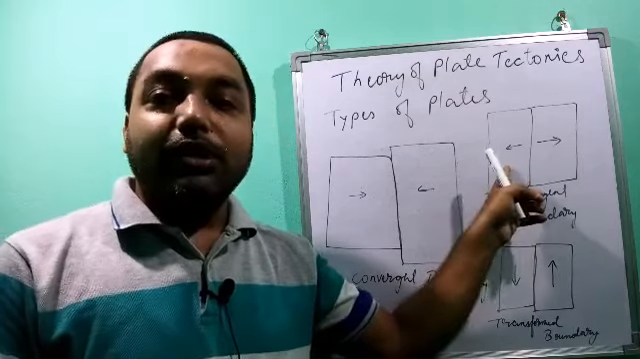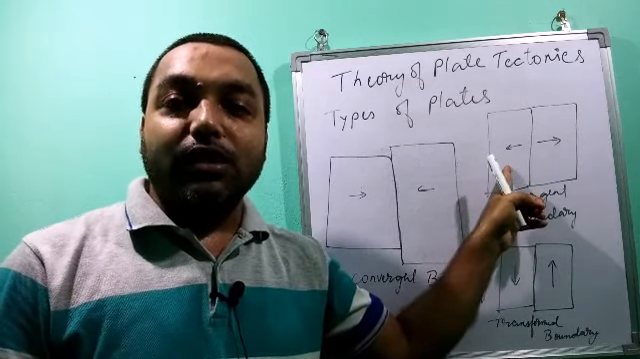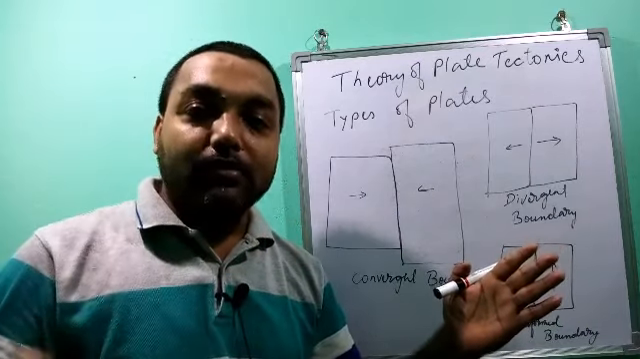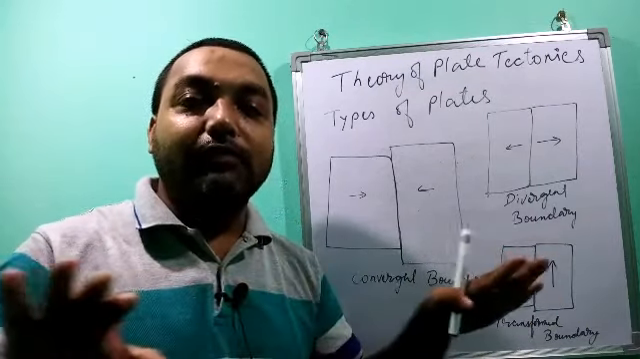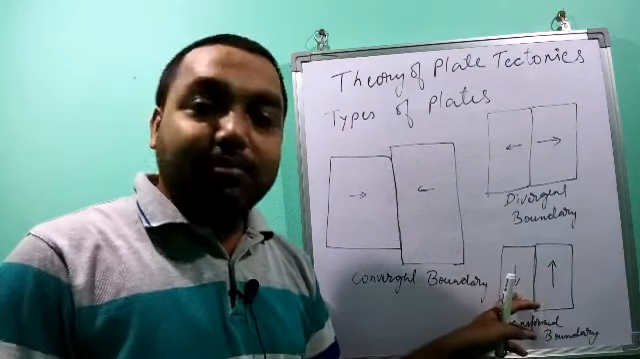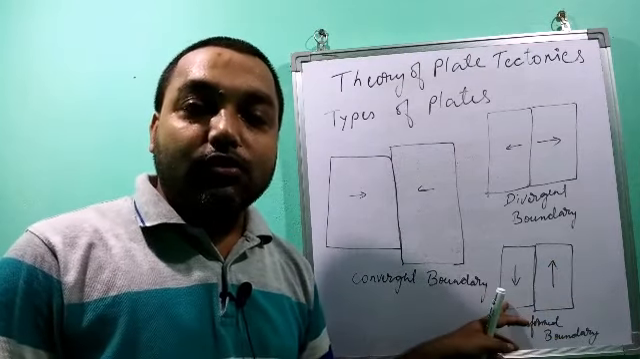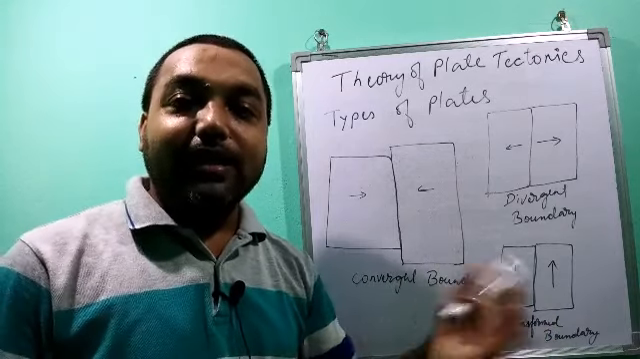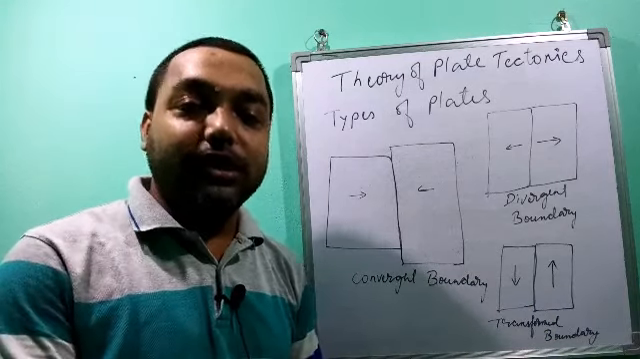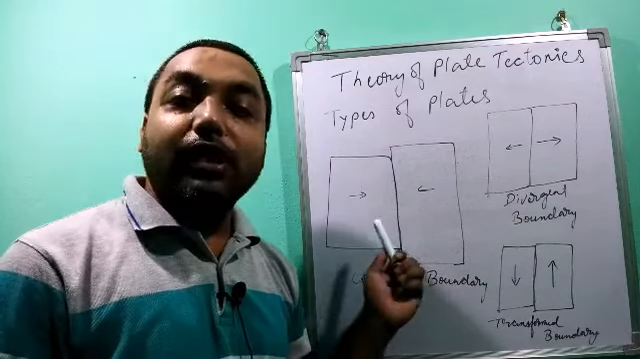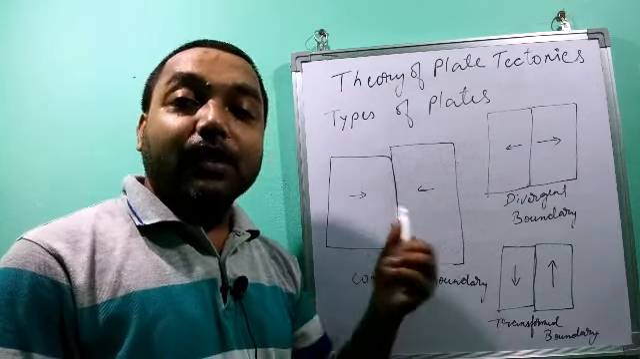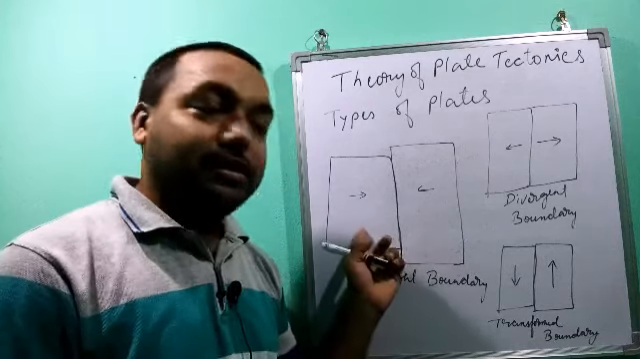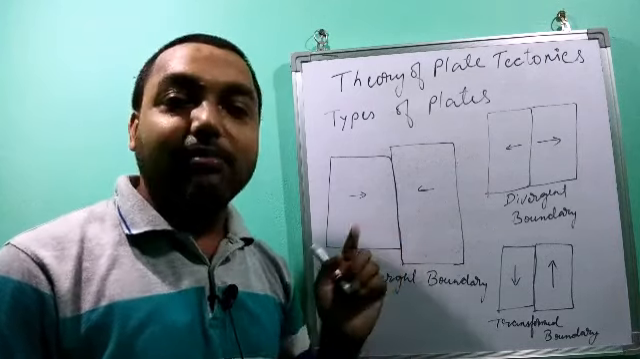This type of boundary we can find in the Atlantic Ocean, that is North America and South America on one side and Europe and Africa on the other side, both are going away from each other. This type of boundary we can find in the Eurasian plate, Australian plate and African plate, both are going towards each other. This type of boundary we find in the Indo-Australian plate and Indian plate. This one we will discuss a little bit elaborately.